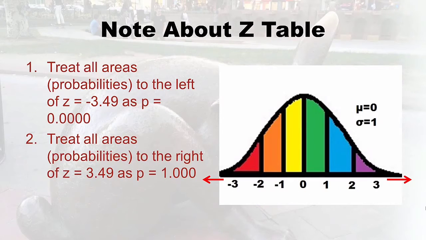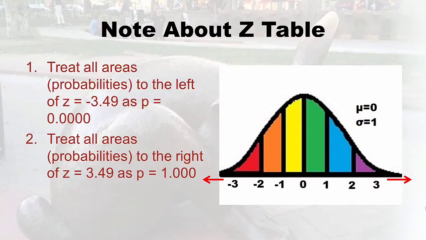As I mentioned before, but I'll just mention again, you're supposed to treat all probabilities to the left of z equals negative 3.49 as p equals 0. I showed you what negative 3.49 looks like in the z table. It's like 0.0002. Well, there's not much smaller than that. So if you actually calculate a z and you get like negative 4, just say the p is 0.